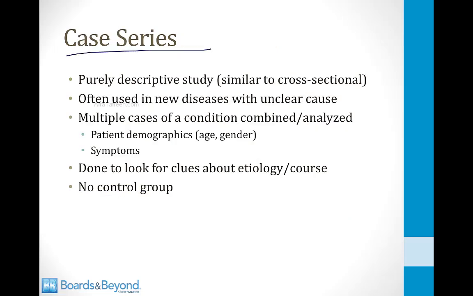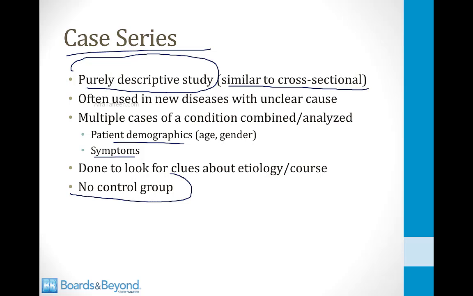There's something called a case series, which is somewhat similar to a cross-sectional study. This is a purely descriptive study as well, and it's often used when a new disease is found with an unclear cause. So if there are bizarre cases of some type of febrile illness occurring throughout New Hampshire, for example, they may collect a bunch of the cases together and analyze the demographics and the symptoms, trying to look for clues of what could be causing the disease or how they could prevent it. Importantly, there's no control group. It's just a collection of cases, and it's just a description of what the cases look like.